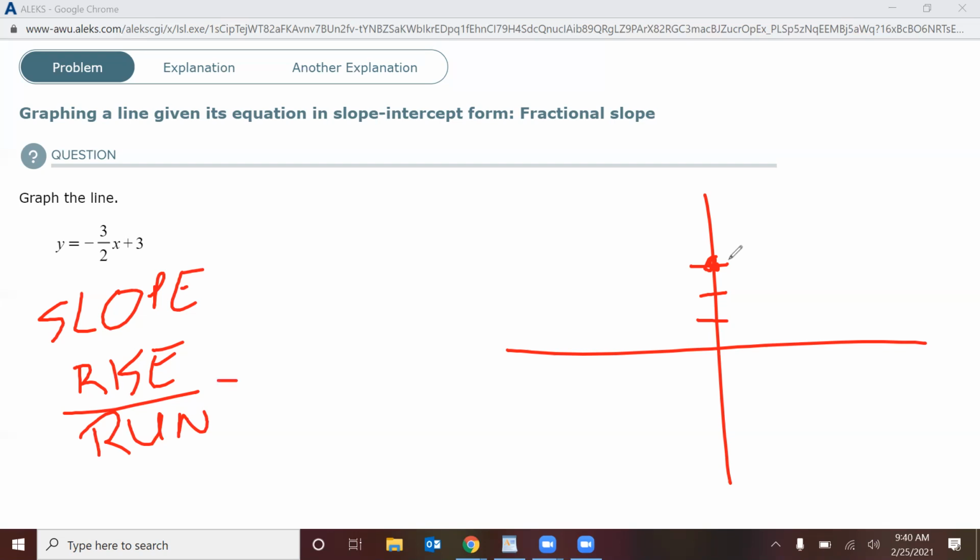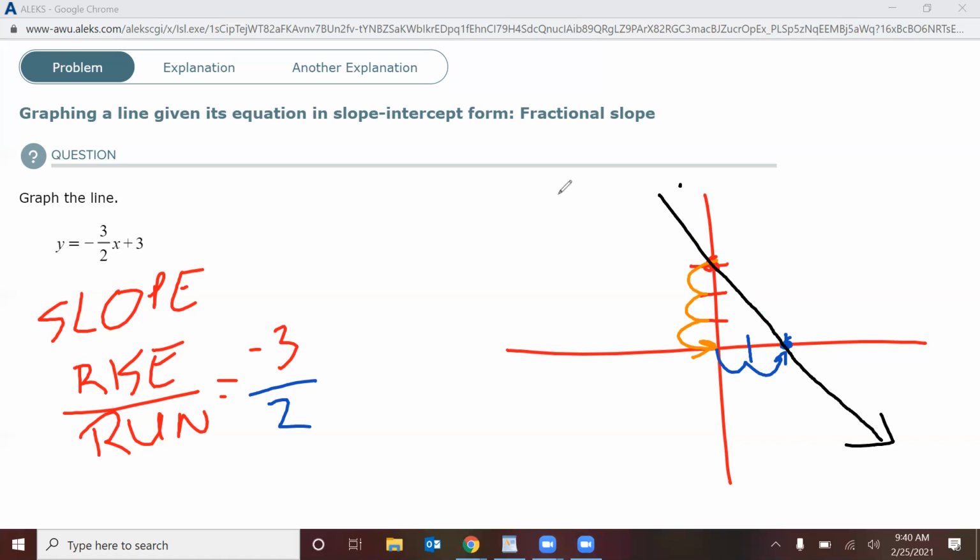So that means that we will be rising -3, so down 3, and then running 2. So running 2 and ending up there, so that we can graph the line like that. And that's it. That is how we do it. Being able to do that in an algebra class is very useful.